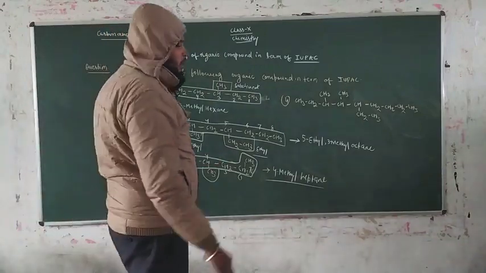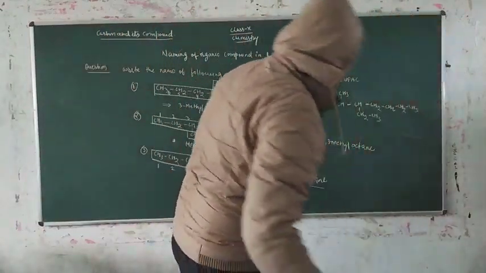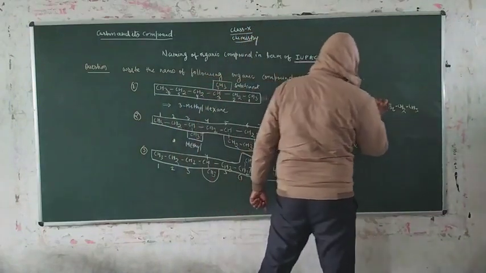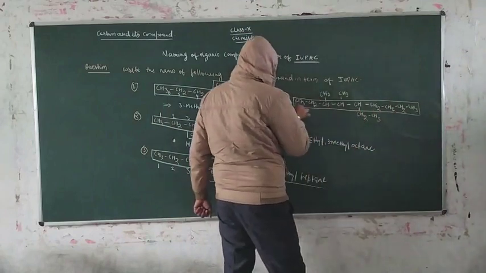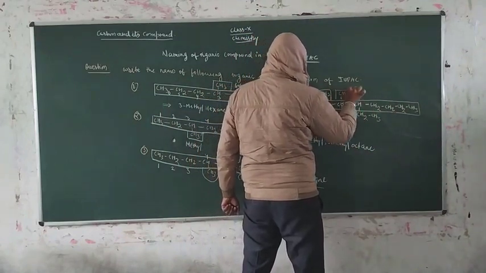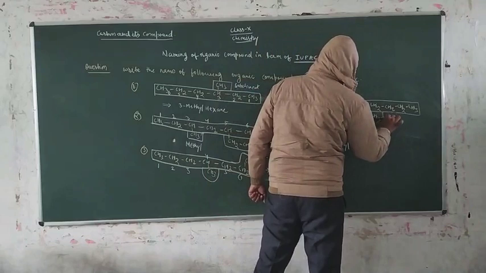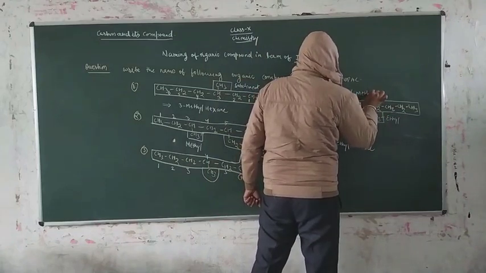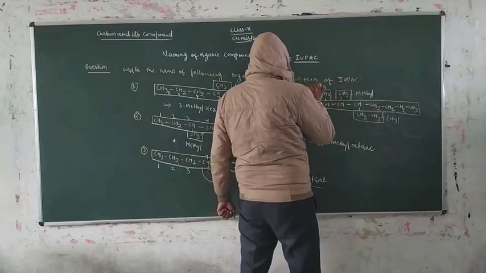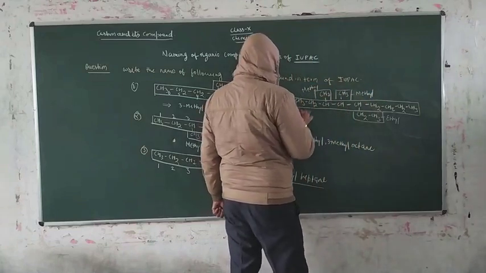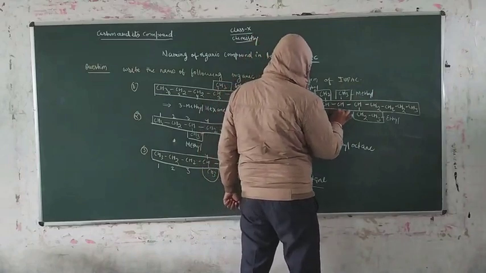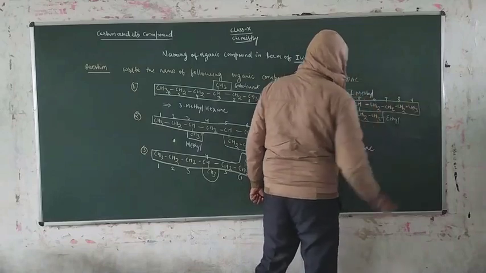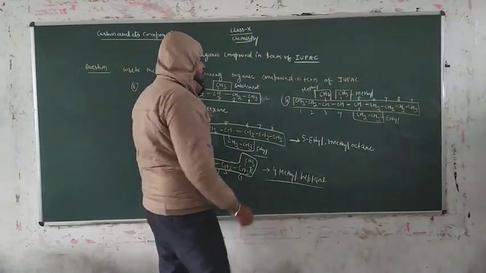Now we have to discuss the next structure. Your parent chain is selected from this. This is your parent chain. 3 substituents are present: 1, 2 and 3. This is ethyl, this is methyl, and this is also methyl. The positions are numbered like this: 1, 2, 3, 4, 5, 6, 7, 8, 9. Now you have to write the name for this.